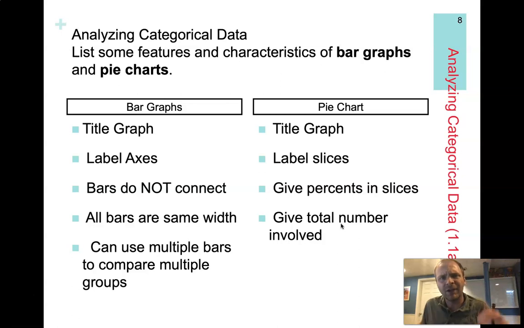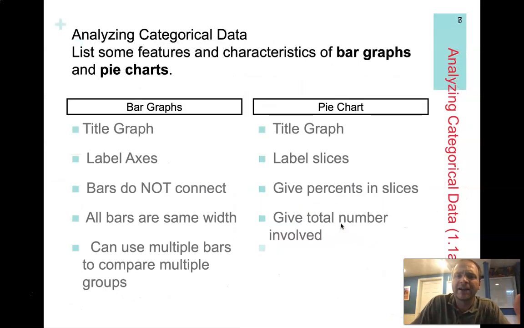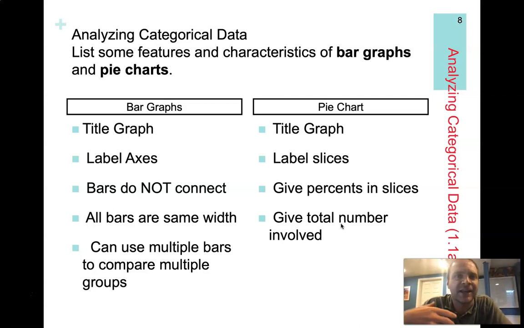Pie charts. You again title it. You label the slices and make sure you give the percents in each slice as well. And one other important characteristic, and we didn't see it in this pie chart right here, is write down the total number involved. Now the reason why that's important is because if I say we collected data from 10,000 people and 30% said this, it's an easy mathematical calculation to find out the number of people in each slice. So make sure you give the total number of people involved when you're looking at a pie chart as well.